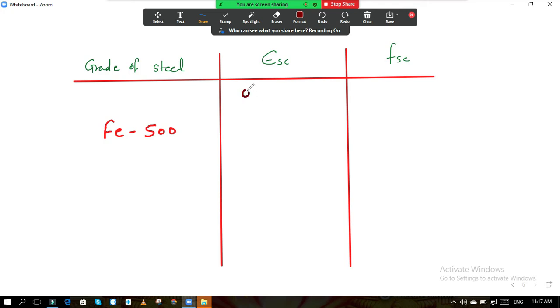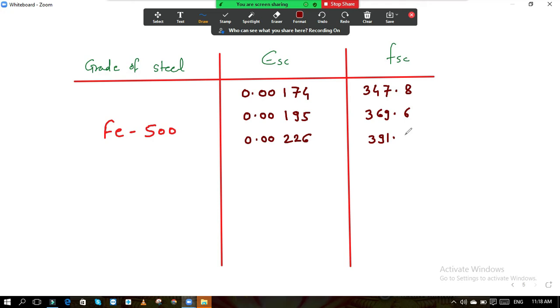So again we will write the strain values. Now if the strain is 0.00174, then your stress will be 347.8. Again if it is 0.00195, then your value is 369.6. For 0.00226, it is 391.3.